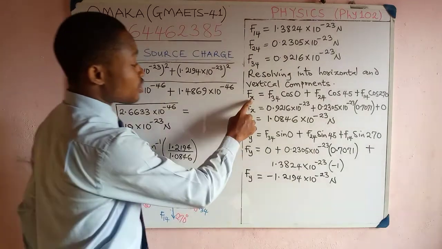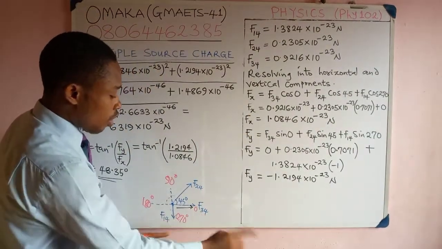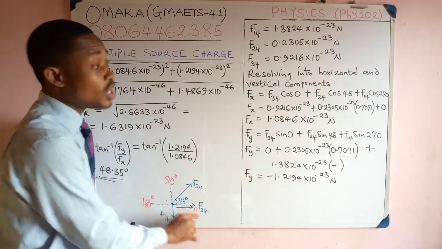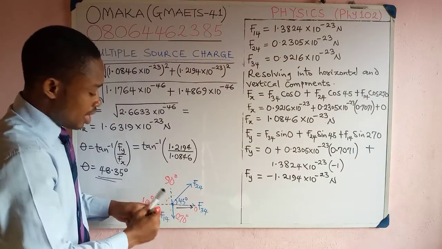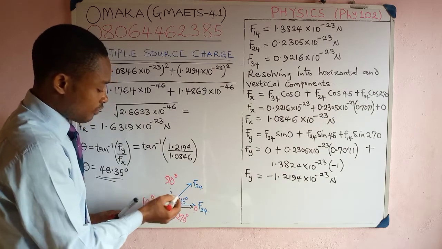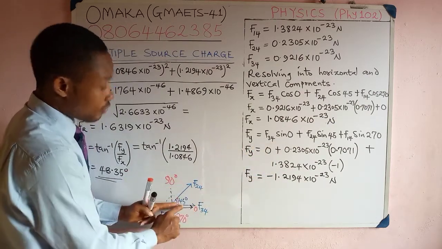So I will resolve first in X direction. So what will it be? I will come here. F34 cos 0. Remember that it's on the horizontal here, so it is cos 0. Then plus F24. F24, the angle it made with the horizontal is 45. You can see that, right? 45 degrees with positive x-axis. So it's going to be F24 cos 45 degrees.